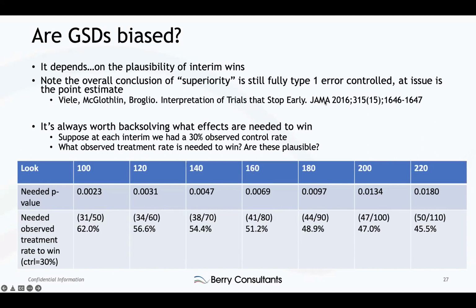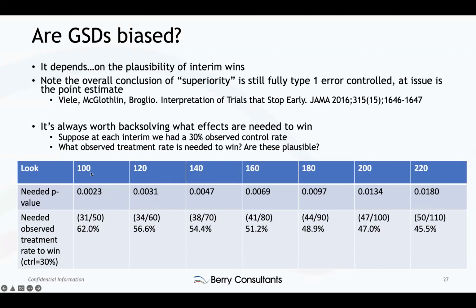Here's a paper on this, again, a JAMA tutorial. One of the ways to think about this is it's always worth back solving what effects are needed to win. So I can just look at these p-values. These are the p-values I need to win the trial at each of these interim analyses. Suppose I just had a 30% observed control rate, just to try to put an anchor on it. I could do this more generally, but I think this is enough to make the point. What do I need to win the trial?